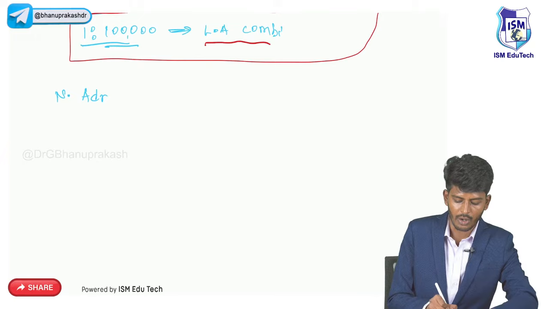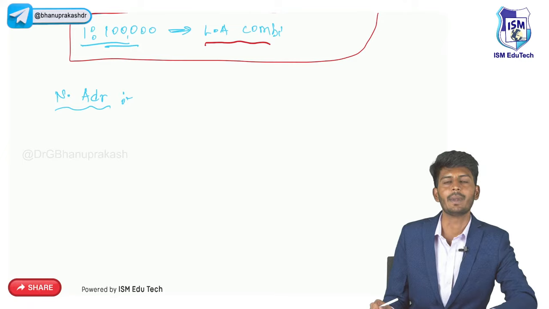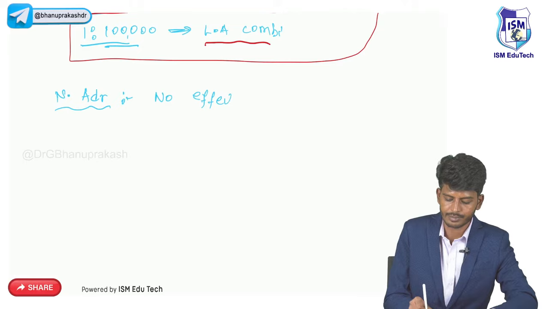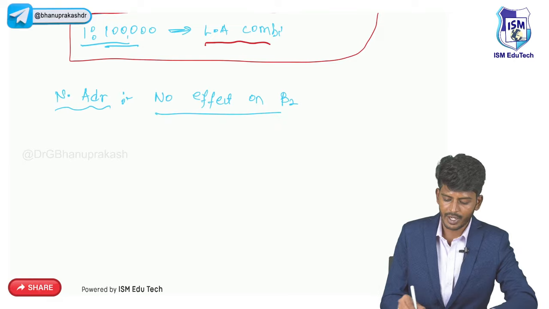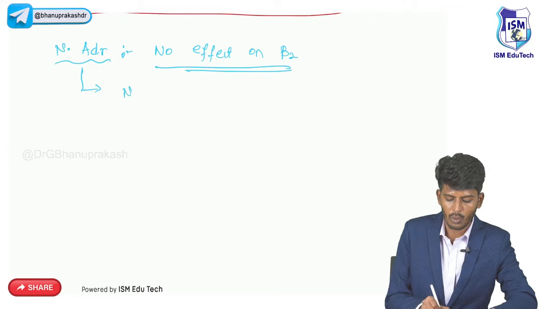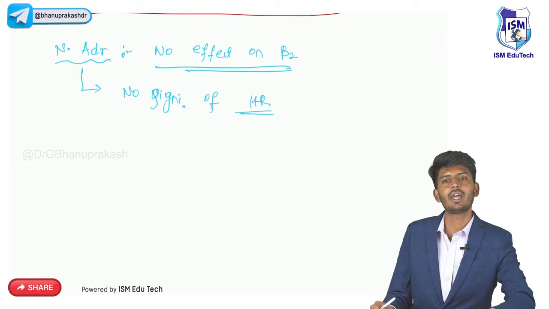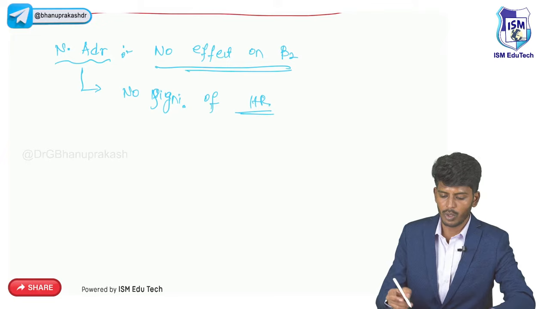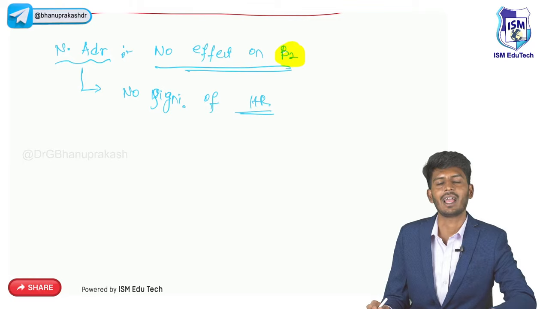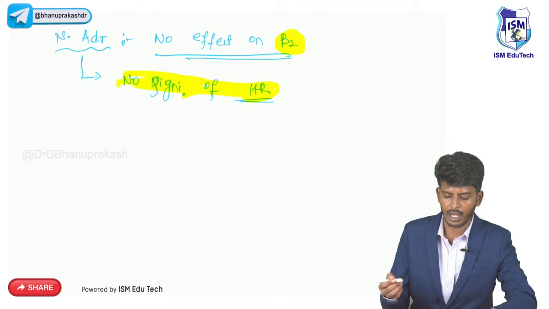Now, when you're talking about noradrenaline, it has no effect on the beta 2 receptor. When there is no effect on the beta 2 receptor, you need to remember that with noradrenaline there is no significant change of heart rate. You need to remember this. Though it is nothing related to the beta 2 action, still the end summary is no significant change of the heart rate. So how does this work?